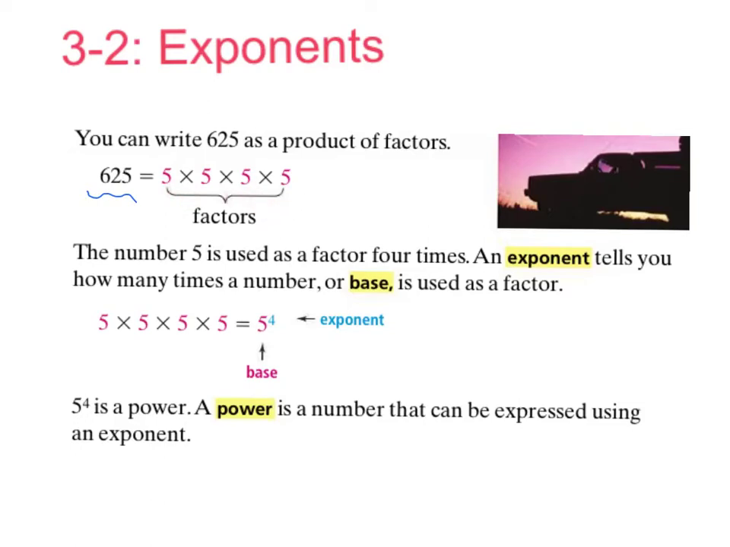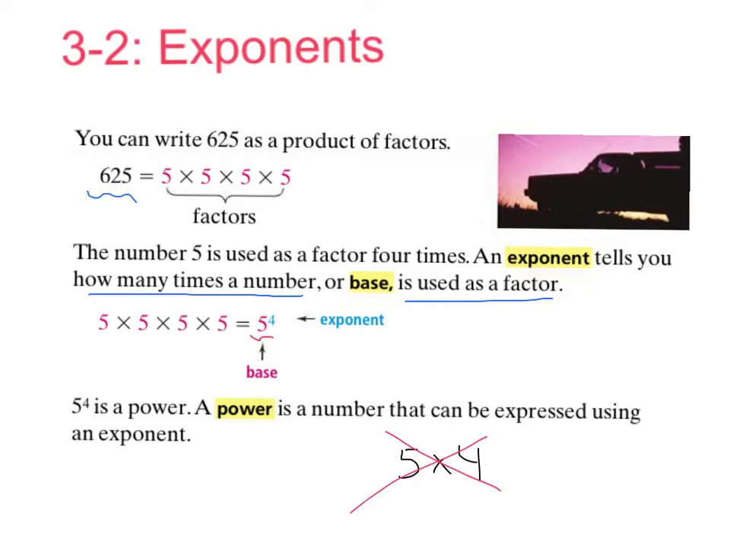5 is what's called the base. So 5 will be the number kind of larger in line. And the exponent tells you how many times a number is used as a factor. So since up here I have 5 written 4 times, it becomes 5 to the 4th. What's important to remember is 5 to the 4th means 5 times 5 times 5 times 5. It does not mean 5 times 4. That would be incorrect. So it's 5 times 5 times 5 times 5.